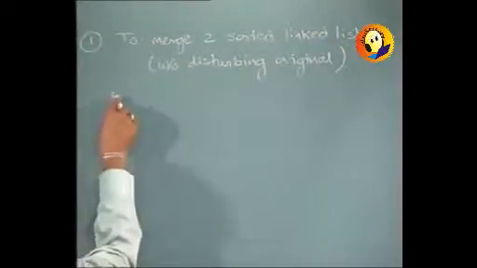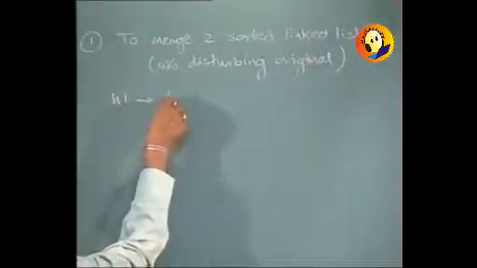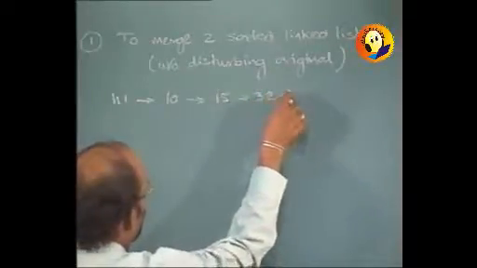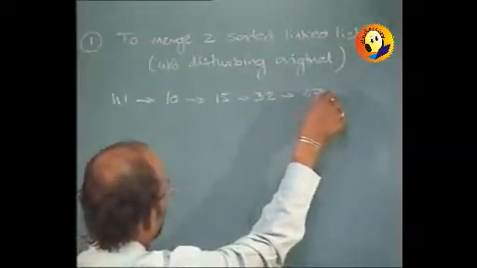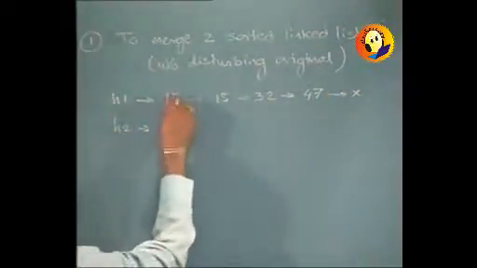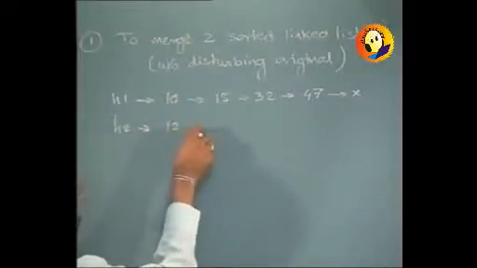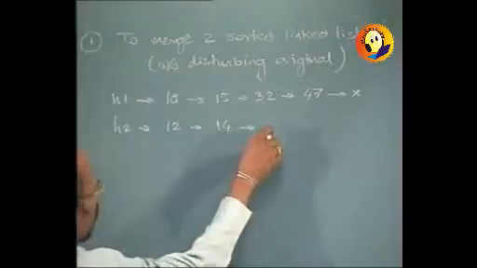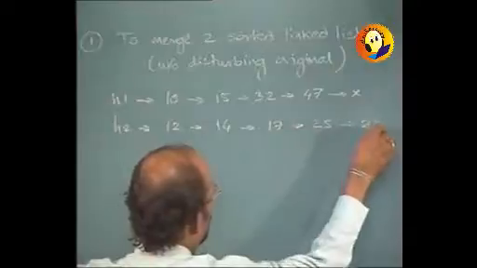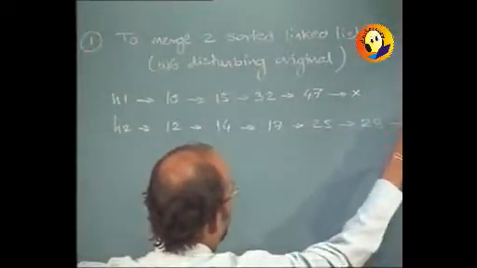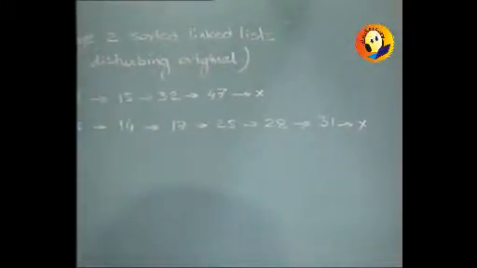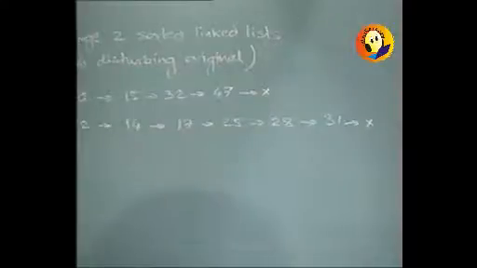Suppose the first list is 10, 15, 32, 47, and the second list is 12, 14, 17, 25, 28, 31. Then you are required to merge these two such that the generated list will be again a sorted one.